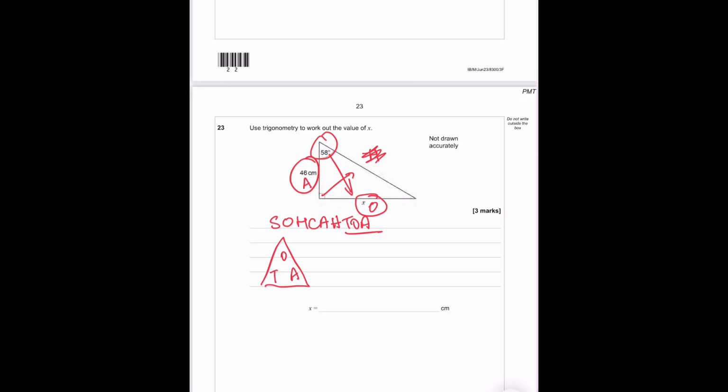I know that the angle is 58, so that's going to be tan 58. I know that the A is 46. So I'm going to multiply those 2 together and I get 73.6 centimetres.